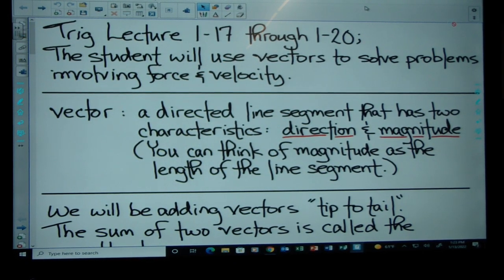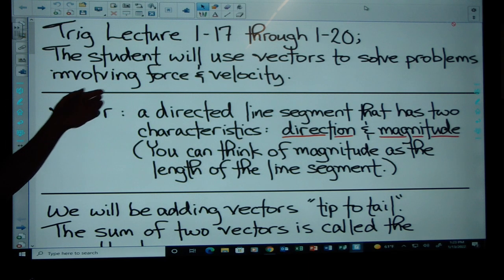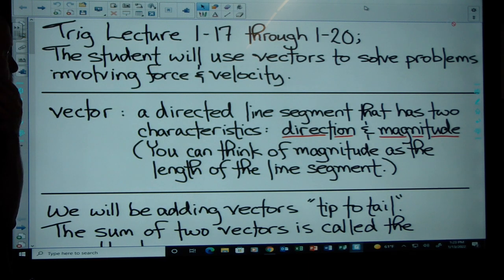Okay, here's Trig lecture 117 through 120. That's 4 days. Student will use vectors to solve problems involving force and velocity. We'll talk about what vectors are in just a second.